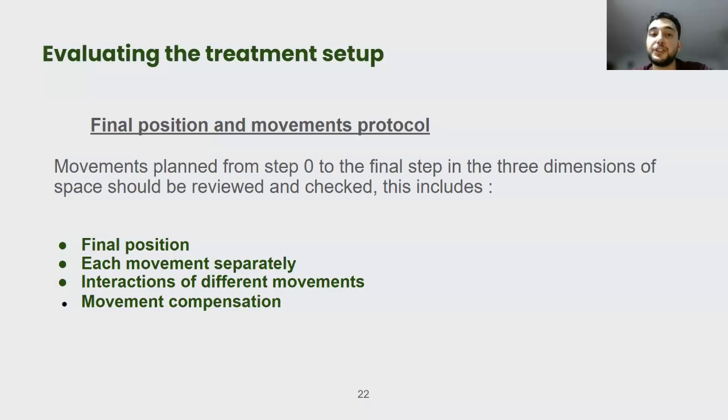I check the final position and the movement protocol. So movements planned from 0 to the final setup in the 3 dimensions should be reviewed and checked. This includes the final position, as I said. Then, after confirming this is the final result that I want to reach, I can check each movement separately, and then connect these movements to check the interactions of these different movements, whether they're synergistic or antagonistic, and we check for movement compensation, or what we call overcorrection.